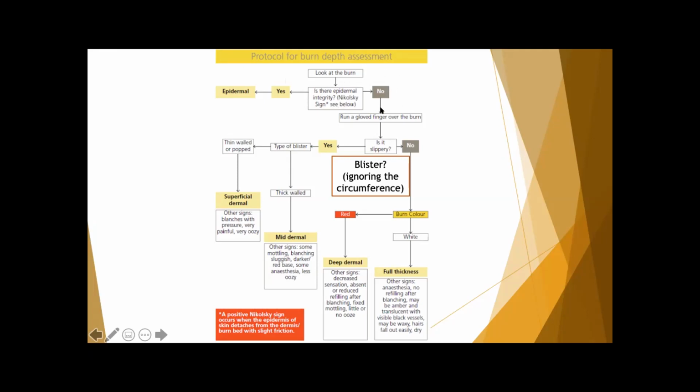And then the other thing you can do is you then say, well, is it slippery? Or you say, is there a blister? And so if there is a blister, you go yes. And in this chart, it's broken it down into superficial and mid-dermal, but I would just ignore that. Essentially, it's the same thing. And so you say, is there a blister? Yes, well, then it's superficial dermal. If there isn't a blister, you then look at the color. So then it's easy. You just say, is it red? Then it's deep dermal. Is it white? It's full thickness.